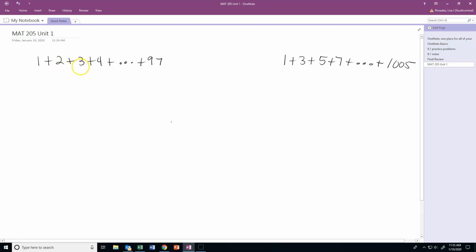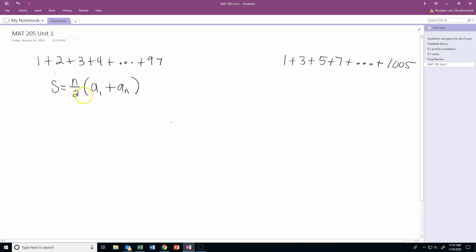In the first sequence, to find the sum, we're going to use the formula for the sum of an arithmetic sequence. This is what your formula looks like. N is the number of terms in the sequence. A1 is the first term in the sequence, and AN is the last term in the sequence.